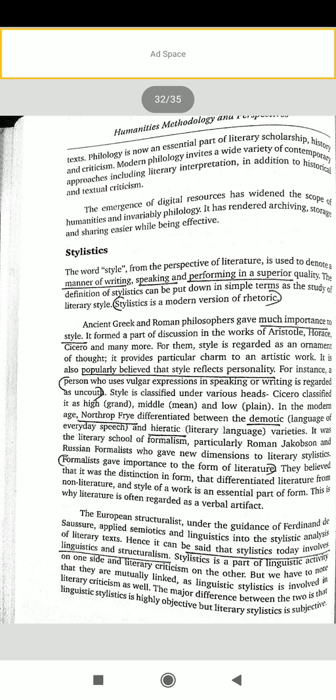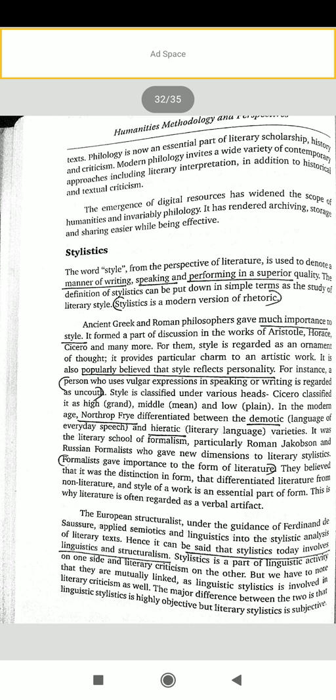The way in which we speak, we judge that person. Suppose there comes a person that is a stranger, and we interact with that person. Within seconds, we will judge him by his speech, by the language which he used, through his style. So, a person who uses vulgar expressions in speaking or writing is regarded as uncouth. And style is classified under various heads.